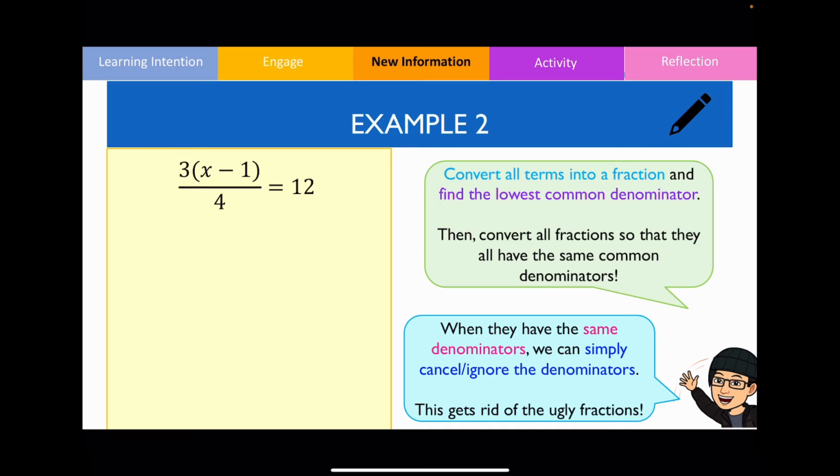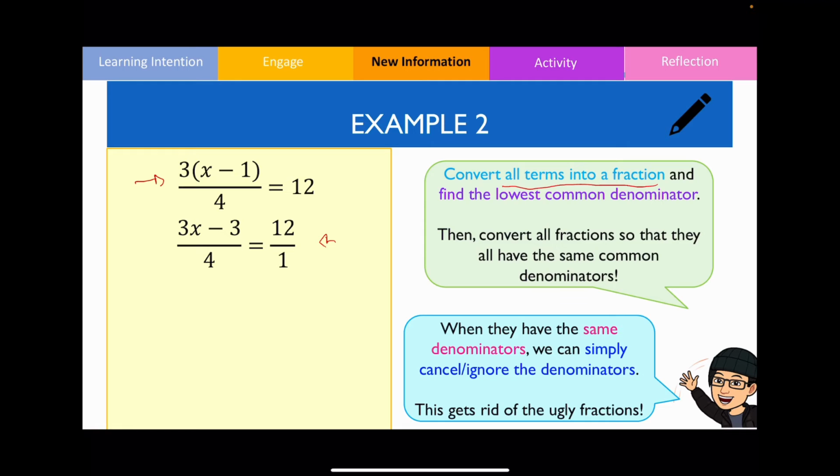In this second example, I've got a fraction on the left-hand side of the equation and a whole number on the right-hand side of the equation. In order to solve this, I need to ensure that all terms in the equation are expressed as a fraction. So 12 can be written as 12 over 1 as a fraction, and I've done that as you can see over here. You might have also realized that I've expanded this in the exact same step, which is how I've got 3x minus 3.